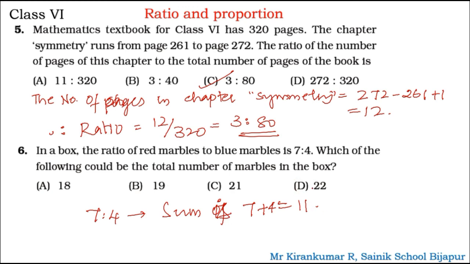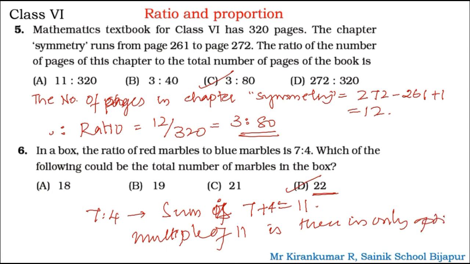Clearly, this 22 is divisible by 11. So the multiple of 11 is there in only option D. This you must remember.